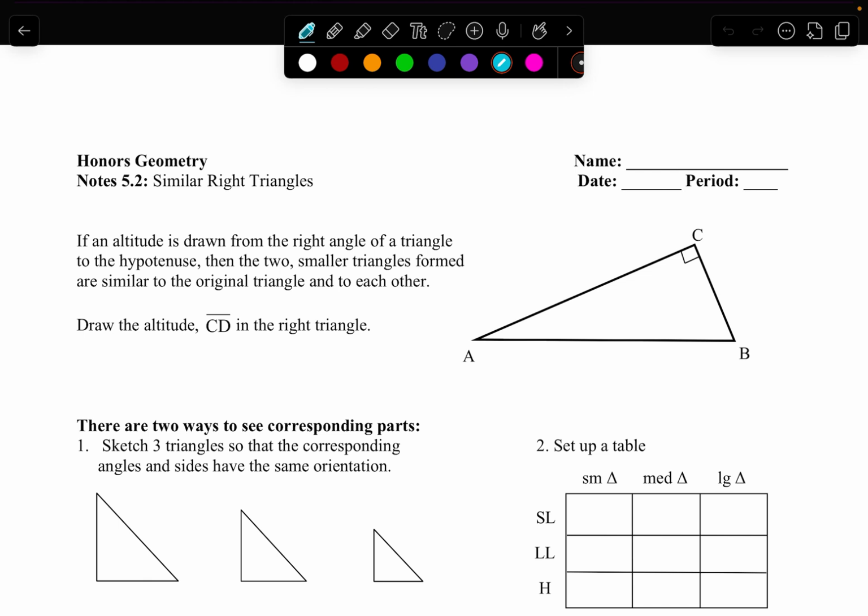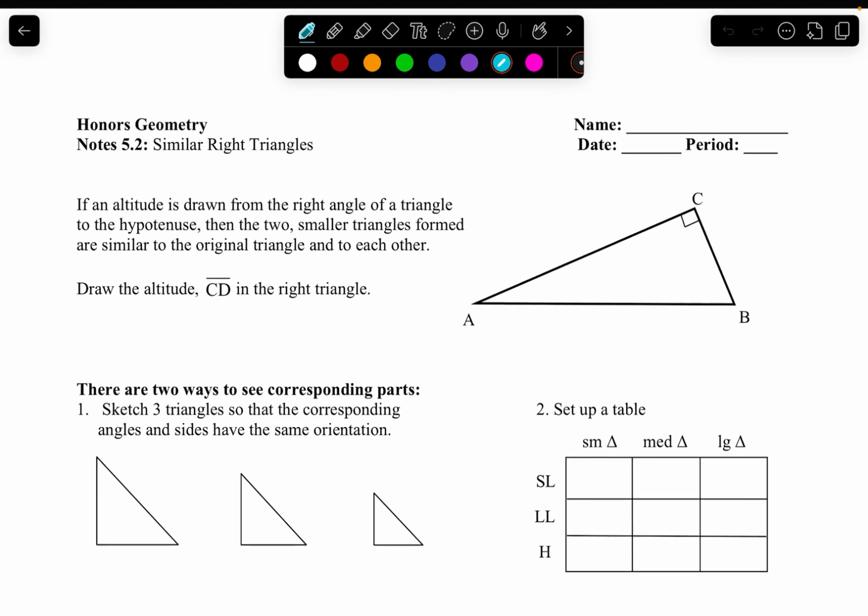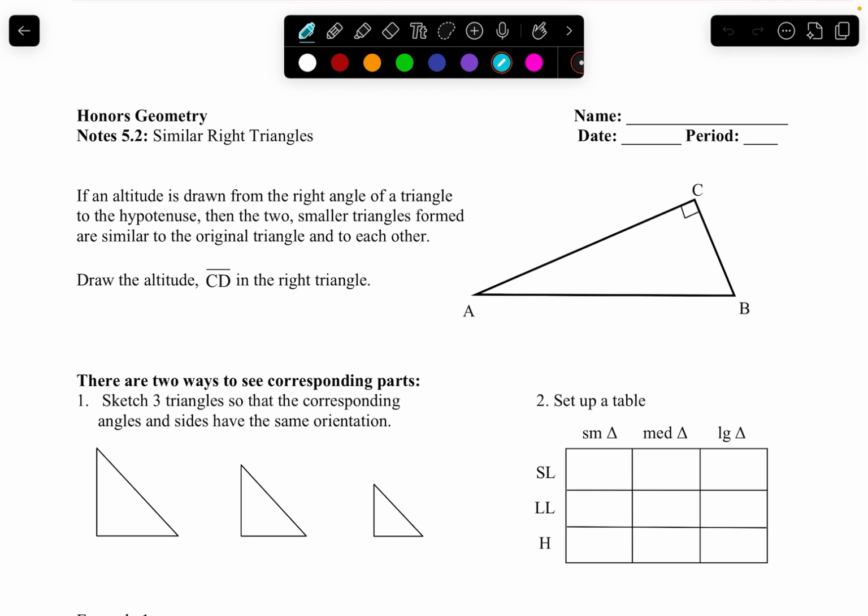Similar right triangles are not quite the same, though we may have to use the Pythagorean theorem in there somewhere, but we're still going to be working with missing sides of triangles, not necessarily angle information, okay? So here, I've given you a right triangle. It's sitting on its hypotenuse right now, but it is a right triangle. It says, if an altitude is drawn from the right angle of a triangle to the hypotenuse, then the two smaller triangles formed are similar to the original triangle and to each other.